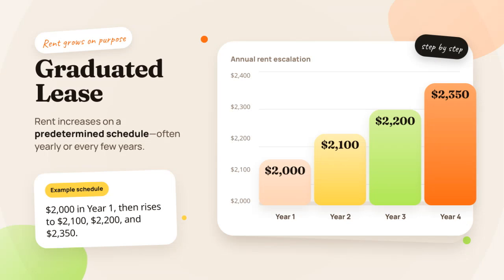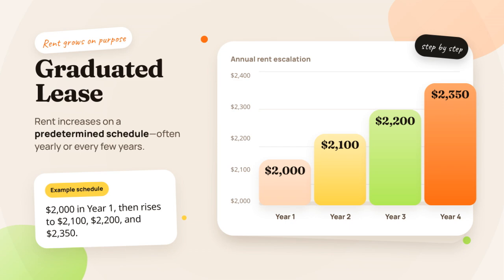Here we have an example of a graduated lease schedule. This type of lease is designed so that the rent increases on a predetermined timeline, typically every year or every few years. In this example, the rent starts at $2,000 in the first year. Then, it gradually increases to $2,100 in year 2, $2,200 in year 3, and $2,350 in year 4.